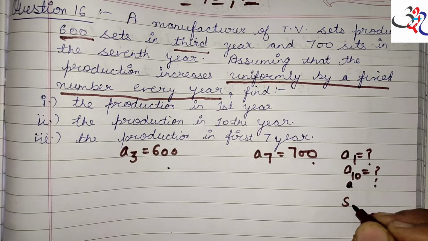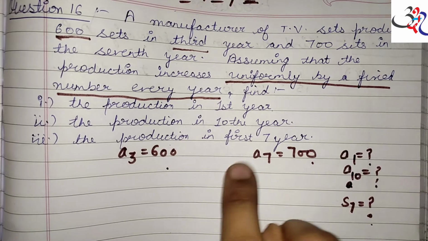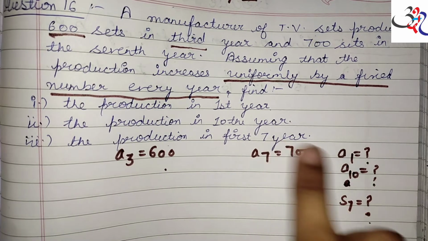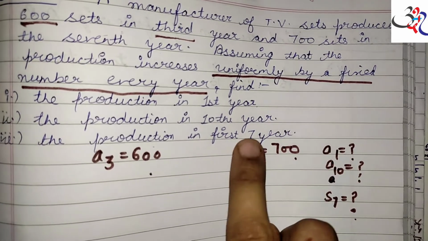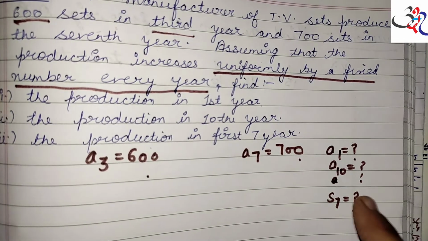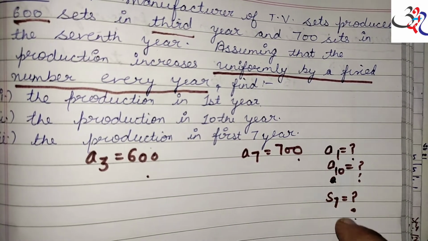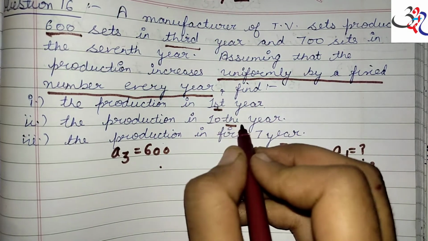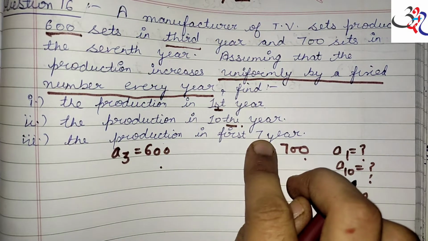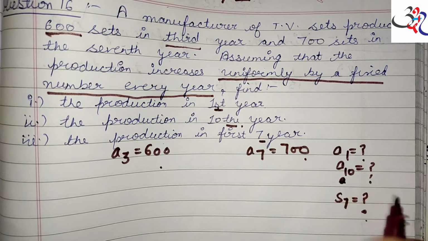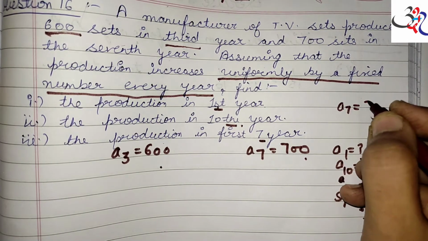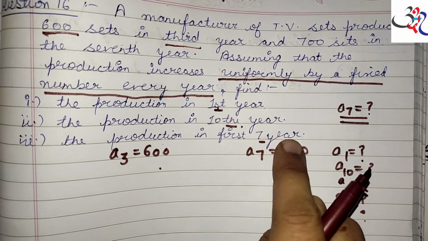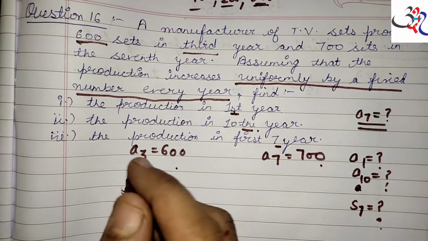Now they are asking about the production in the 7 years. They are not asking about the value of the production only in the 7th year. They are asking about the total production in the 7 years. If they had written 7th, then we would have to find the value of A7, but now we have to find out the value of the sum of the first 7 years. Okay, so how can we do that?